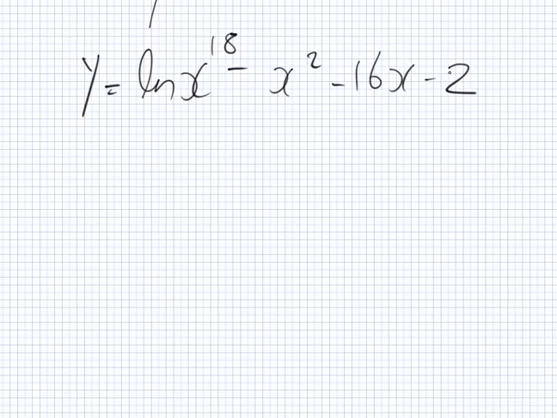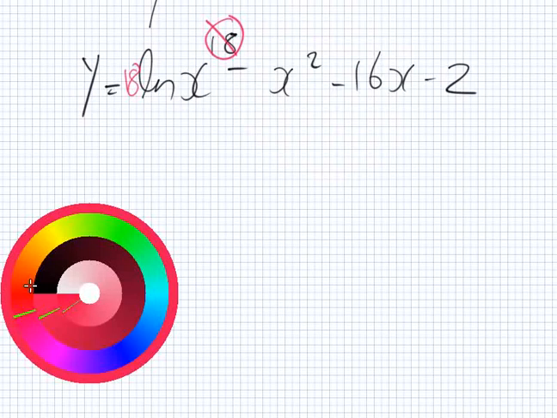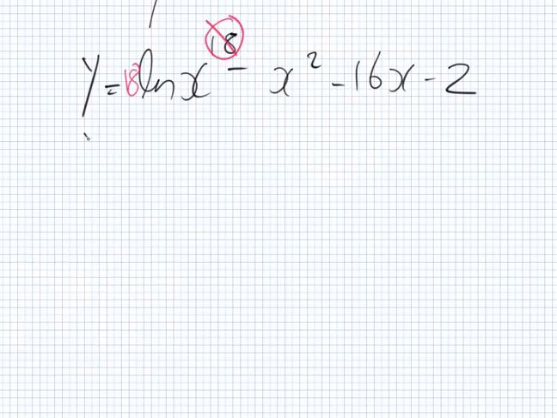I will use all that screen. Now, before I differentiate, what should I do? I should simplify my log. So what can I do with that 18 up the top? I can put it in the front. Now, I shall differentiate. So 18 log x becomes 18 over x minus 2x minus 16 equals 0.